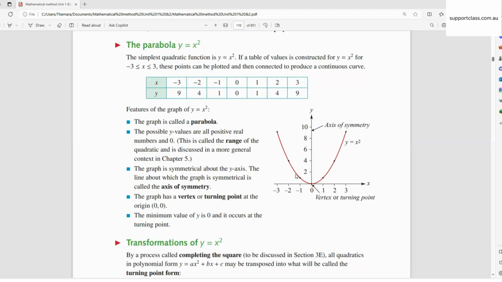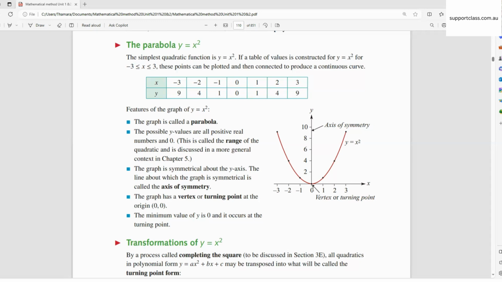So the bottom point, we call it the turning point. See, the graph comes from here and goes there. So what is the turning point here? The turning point is also 0, 0, or the origin. We call this the origin of the graph, right?